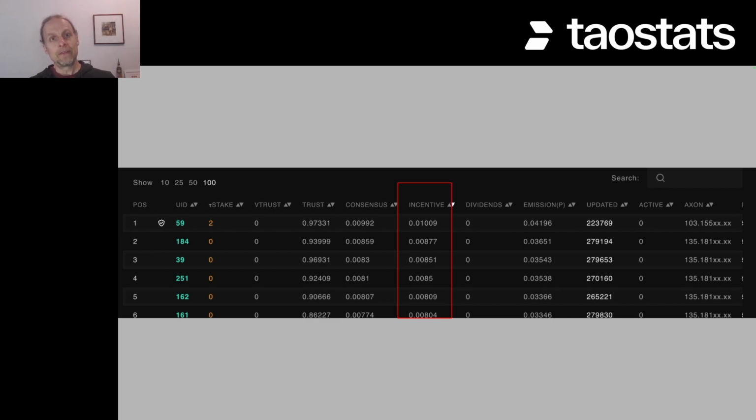But incentive is essentially a percentage. So this column for all of the miners is going to add up to 1. And from that incentive, we can figure out an emission. And the emission is the amount of tau that each miner receives.